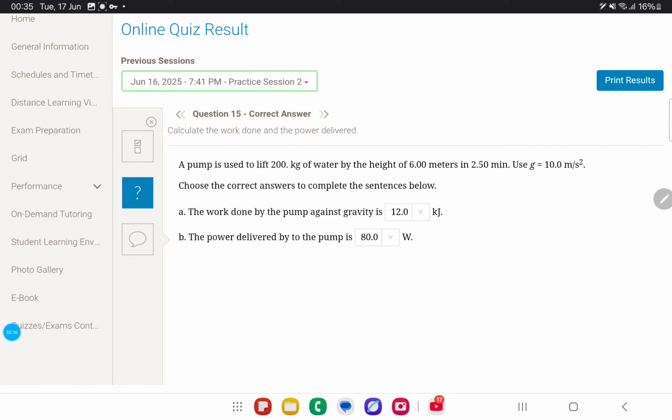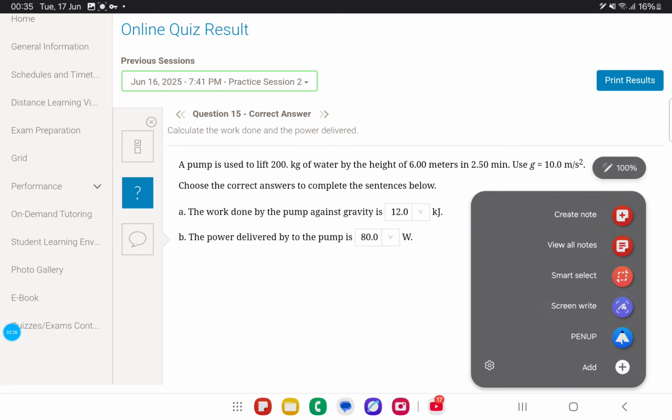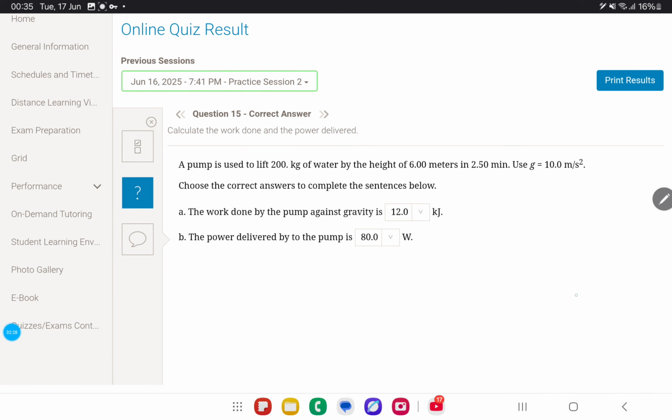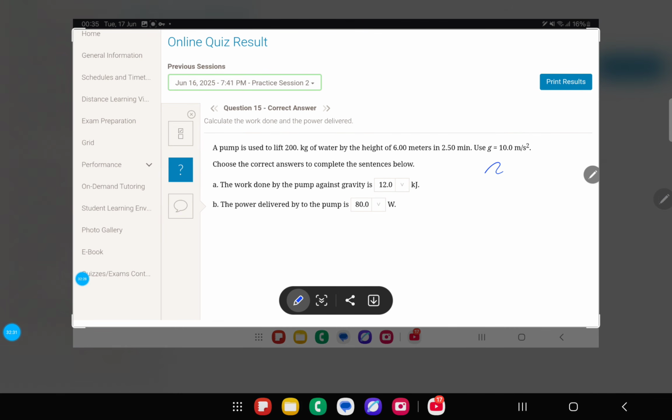A pump is used to lift 200 kilograms of water by the height of 6 meters in 2.5 minutes. Okay, so they're asking for the work done by the pump against gravity. So basically they're saying the pump is used to lift 200 kilograms of water, right? So the pump is lifting it upward. Since it's lifting it upward, it's against gravity.